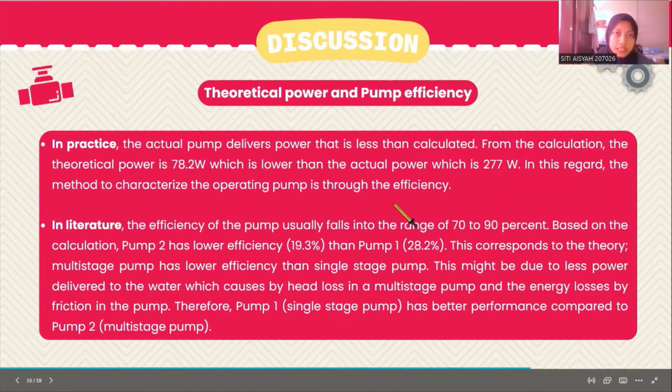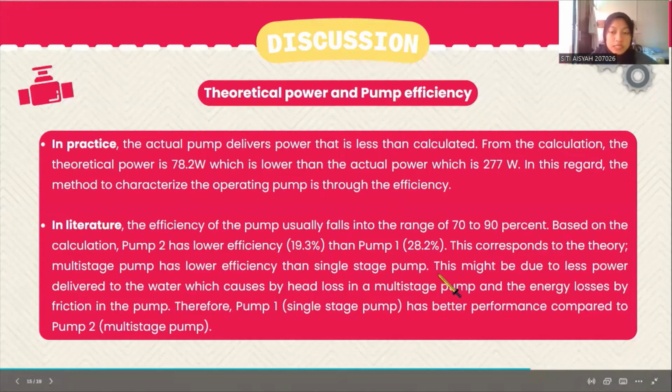Based on the calculation, pump 2 has lower efficiency, which is 19.3%, than pump 1, which is 28.2%. This corresponds to the theory, multi-stage pump has lower efficiency than single-stage pump. This might be due to the less power delivered to the water, which causes the head loss in multi-stage pump, and the energy losses by the friction in the pump. Therefore, pump 1, single-stage pump, has better performance compared to pump 2, multi-stage pump.